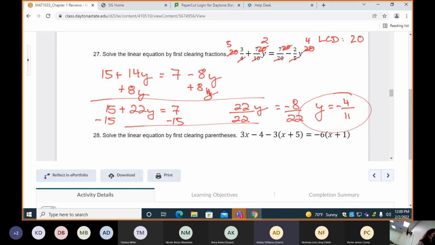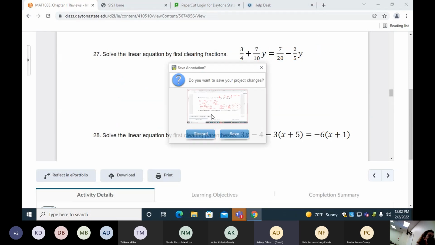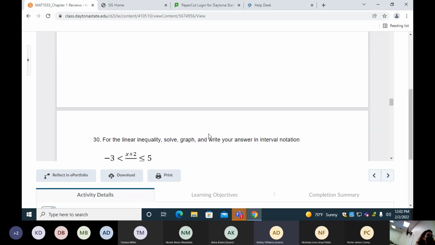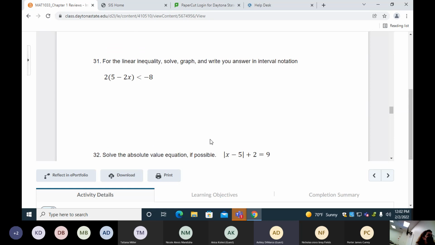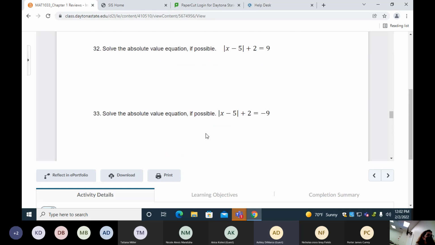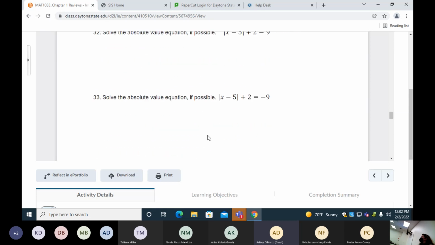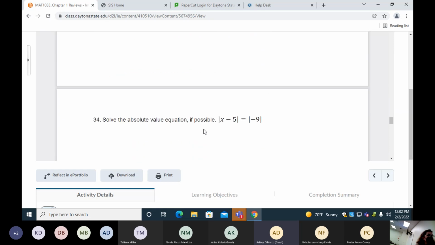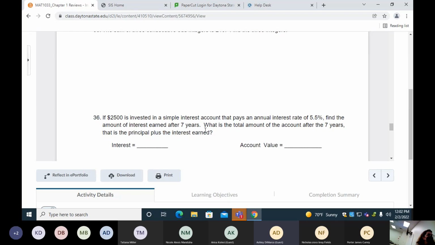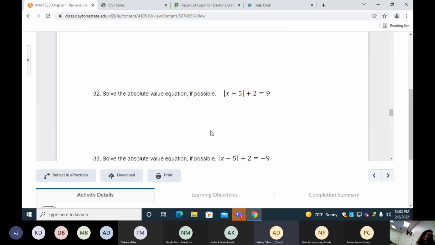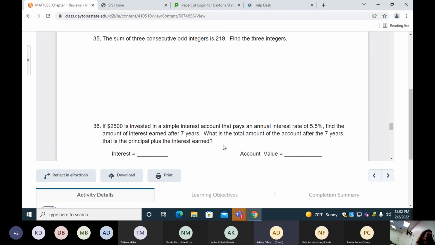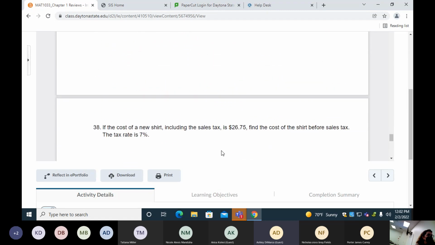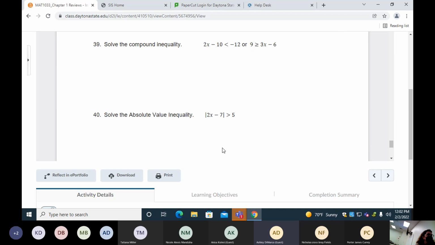Let's see, we got time for one more. Let's see what else we got here. Absolute value. Oh, what's the answer to 33? You better believe it. Why is it no solution? Because it's equal to a negative number. And these are all word problems that we haven't done, so you don't have to really worry about this one.